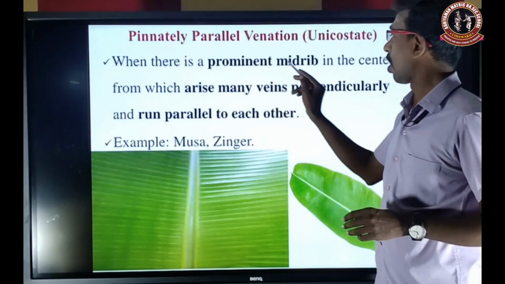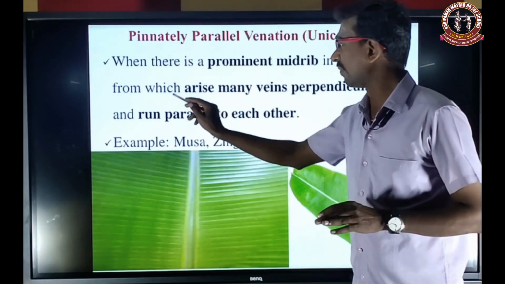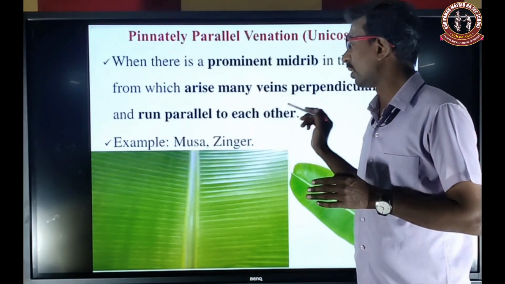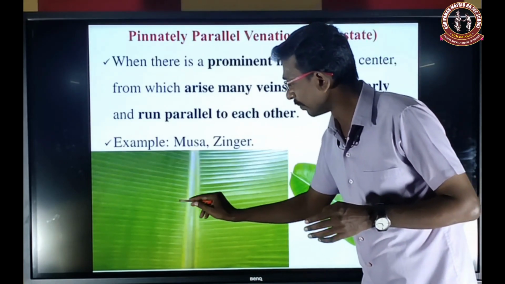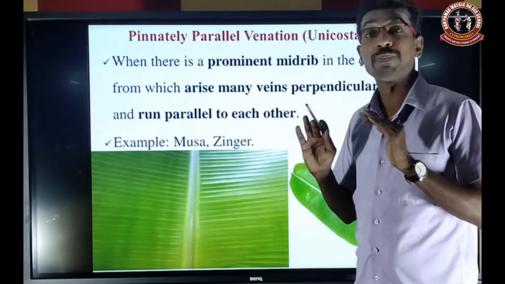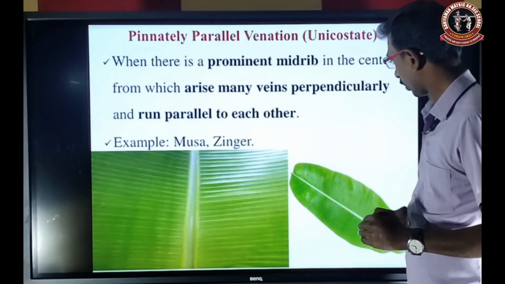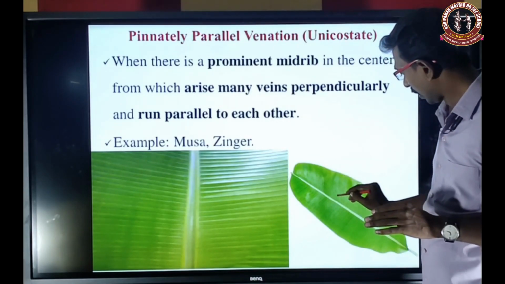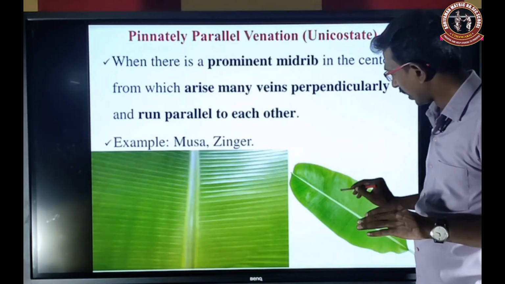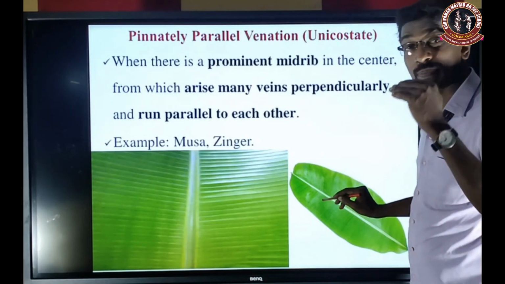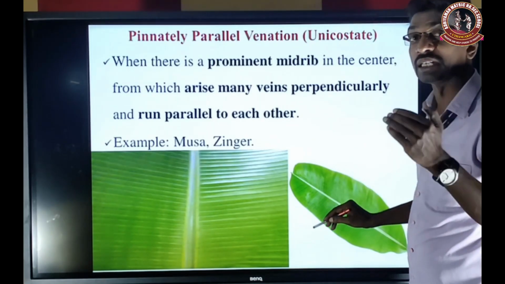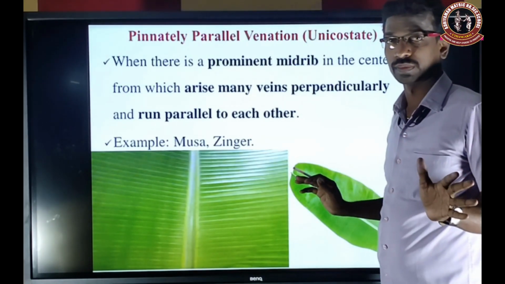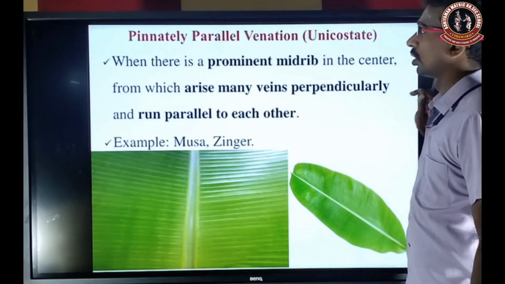When there is a prominent midrib in the center, from which many veins arise perpendicularly and run parallel to each other. So many veins arise perpendicularly and parallel to one another. Examples: banana, Musa and ginger. So here there is one midrib and many veins are formed. They are actually perpendicular to the midrib, but parallel to one another, and not forming a net-like structure. Okay, so that is pinnately or unicostal.